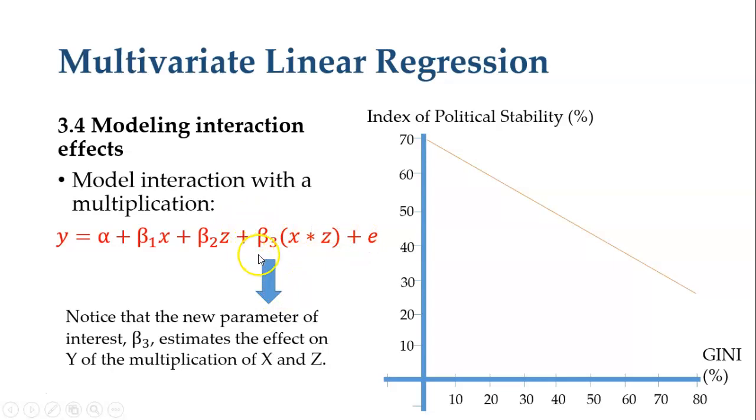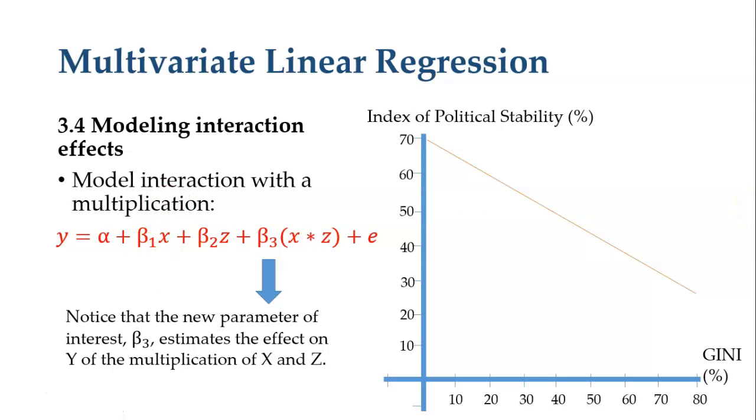And notice that these new terms included in the function are modeled as additive, okay? So you're going to add beta 3 to beta 2 and to beta 1. Okay? So that's important to keep in mind.